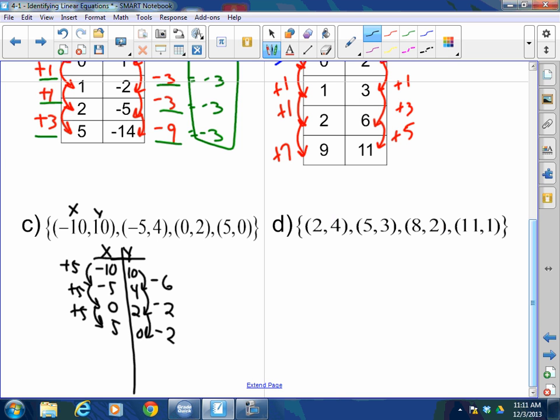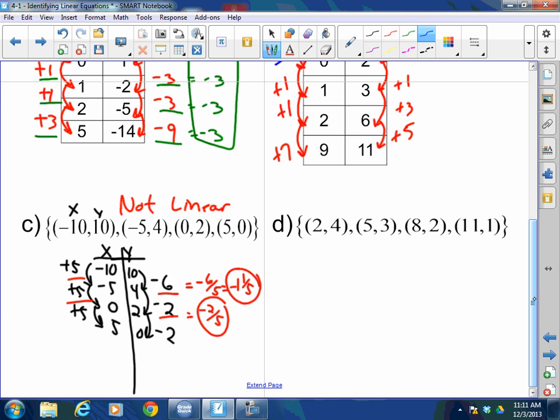Okay. The change in y divided by the change in x must be constant. So what's negative 6 divided by 5? That's negative 6/5, which equals negative 1 and 1/5. What's negative 2 divided by 5? Negative 2/5. Wait a second. Are those constant? So this is not linear.